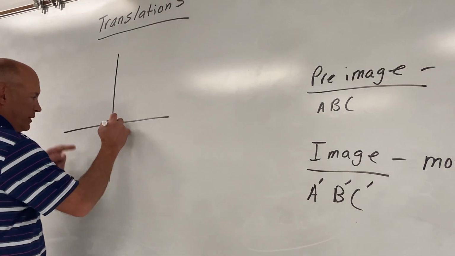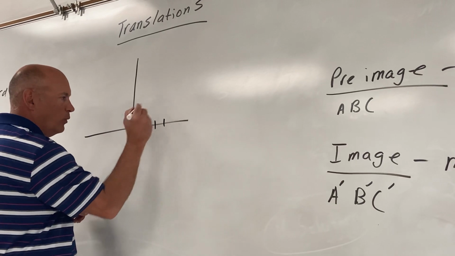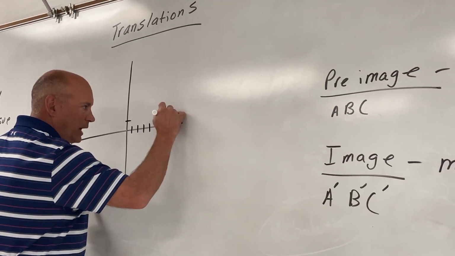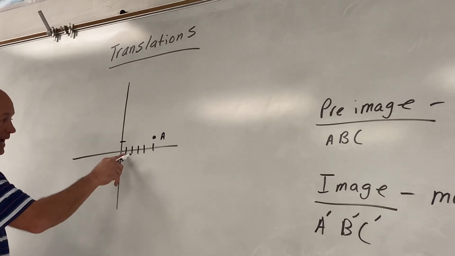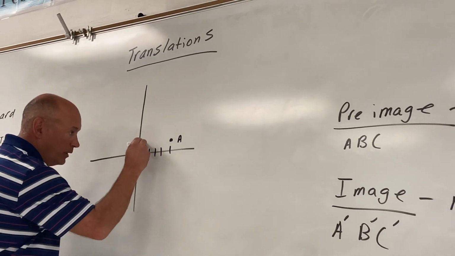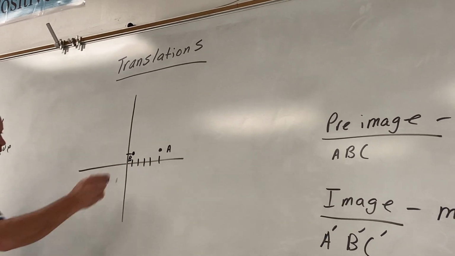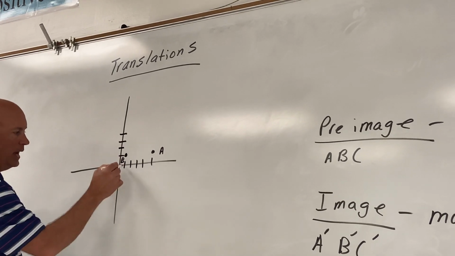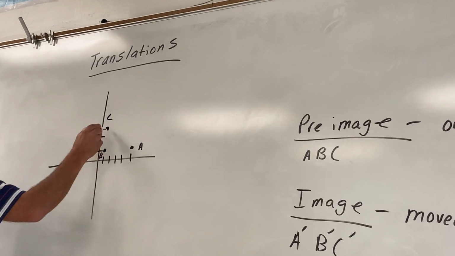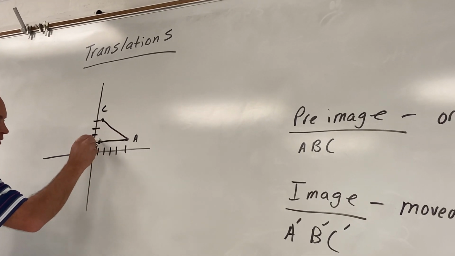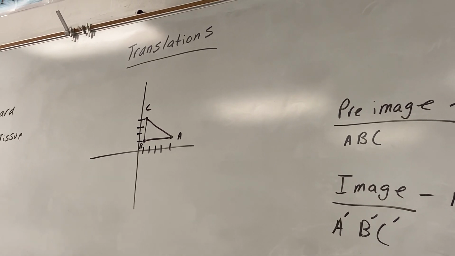All right, let's make a picture. Let's put a point at (5, 1). We'll call that point A. Put another point at (1, 1). We'll call that B. And then put a third point, we'll make a triangle, at (1, 4). We'll call that C. And then connect the 3 dots, and we have triangle ABC. I'll give you a second to get that drawn.